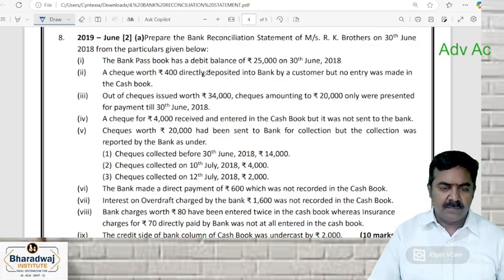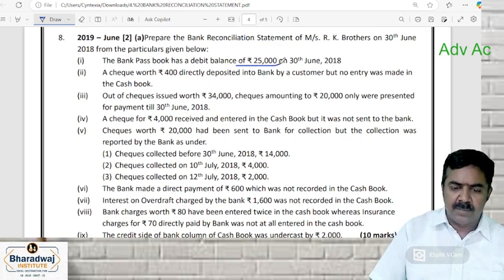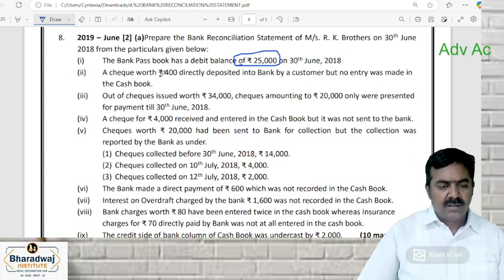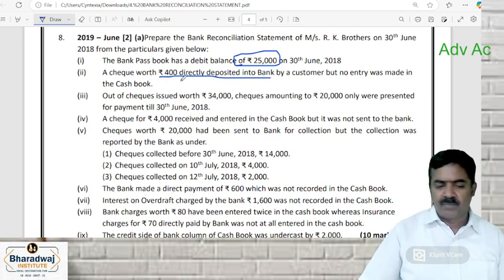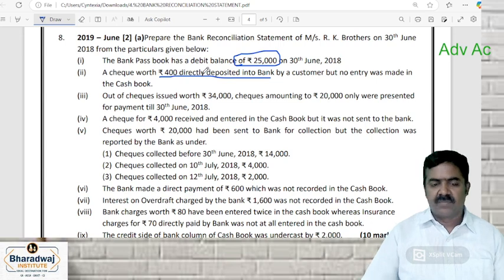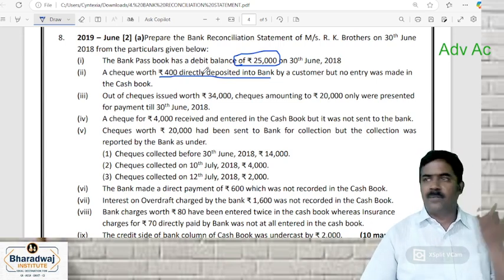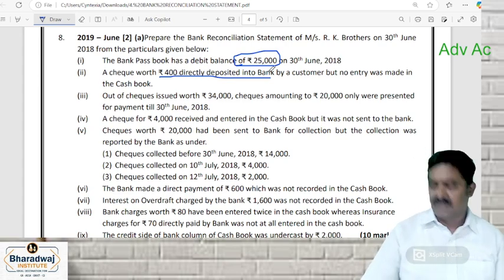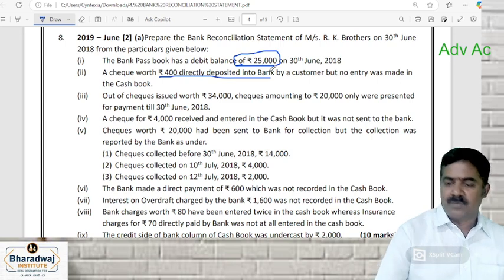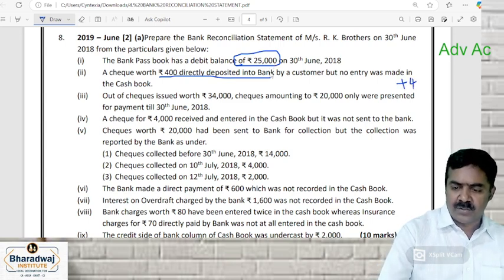Question number 8. Bank passbook had a debit balance of how much? 25,000. A check 400 directly deposited into the bank account by the customer. No entry was made in the cash book. When check is received by the banker, நம்ம என்ன பண்ணிருப்போம்? Add பண்ணிருப்போம். Customer add பண்ணிருக்க மாட்டோம். So what to do? நார்மலா இருந்தா மைனஸ் பண்ணுவோம். ODயால plus 400.